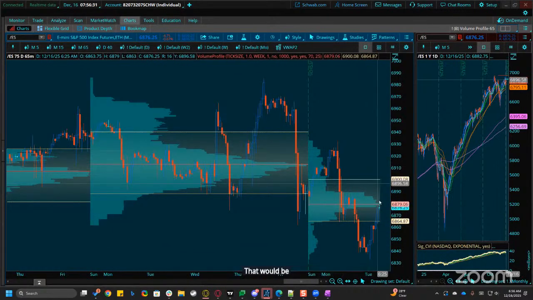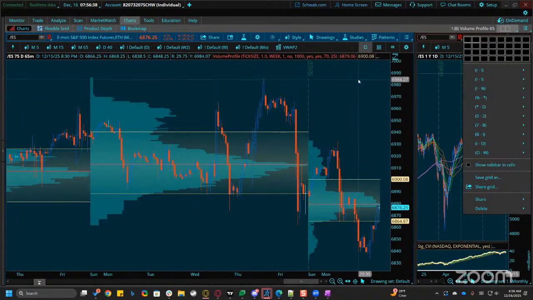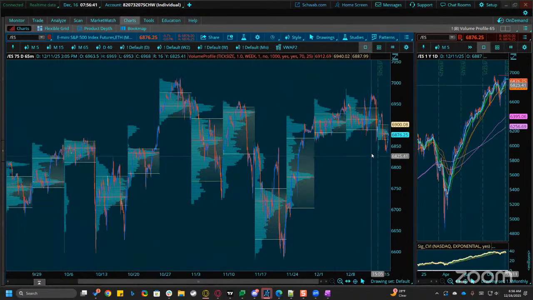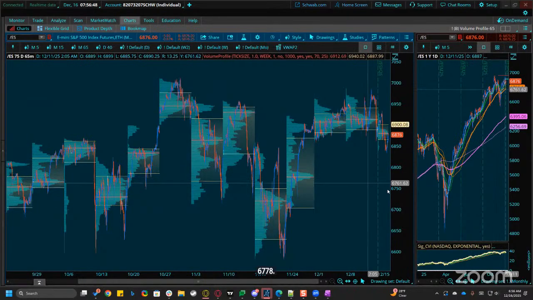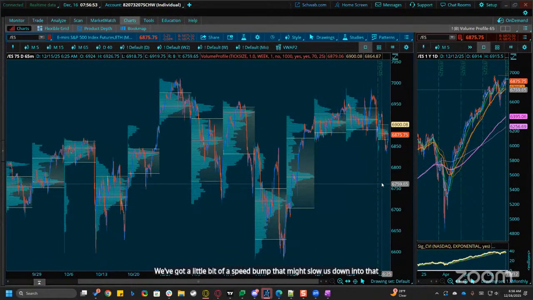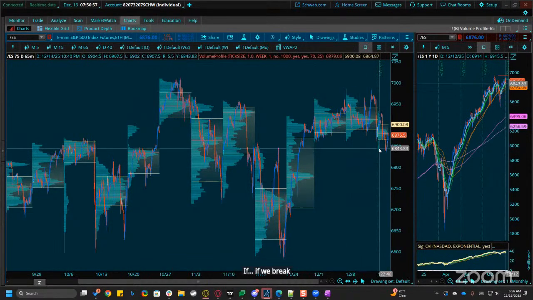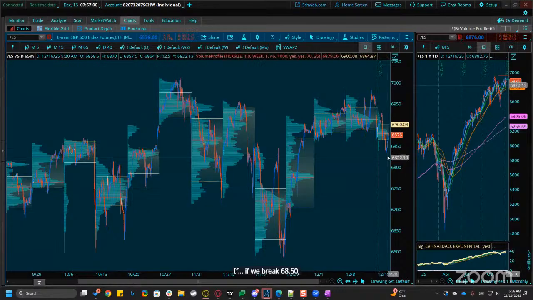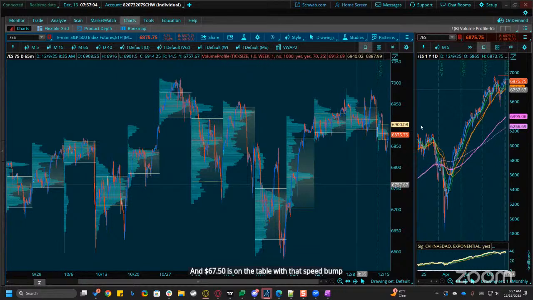That would be a nice wave form to the downside. $67.78 instead of $67.50. We've got a little bit of a speed bump that might slow us down into that $67.50. If we break 68.50, then get a new low, and 67.50 is on the table with that speed bump.